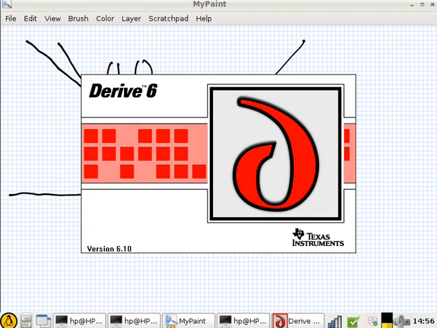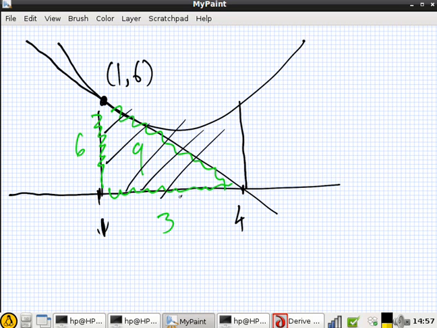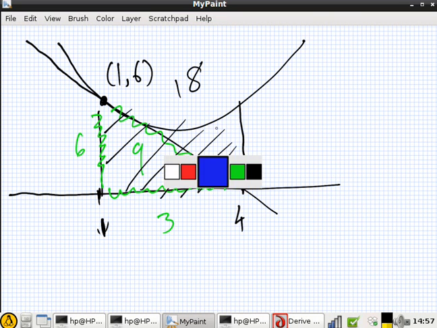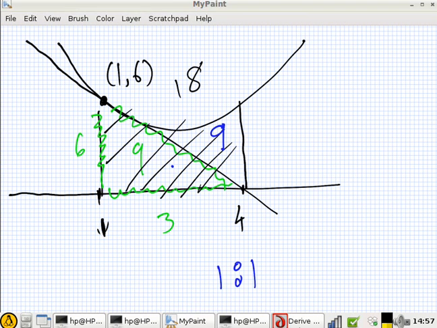sorry, it was 1 to 4, and I wrote in 0. Here's a 1. So we know here that the base is 3, and the height here is 6. So half the base by the height, that's 9. And in the earlier part of the question, we worked out this total area is 18. So if the total must be 18 and the triangle is 9, then this piece here must be 9. So the ratio is 1 to 1. They're both the same.